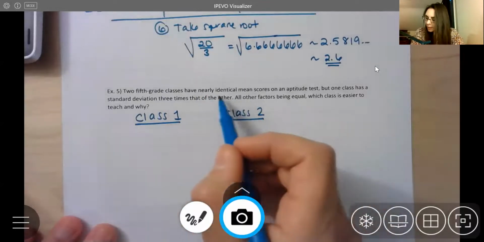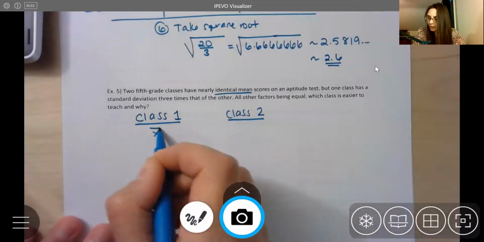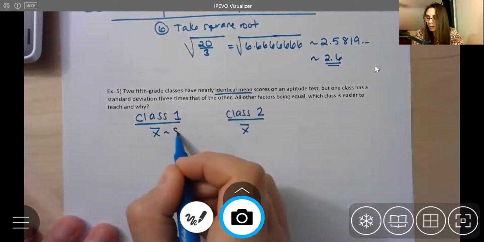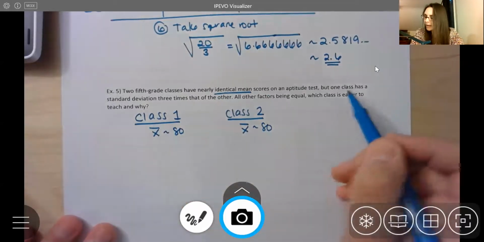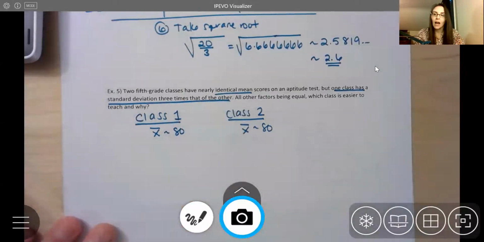So it says that their means are about the same. So let's say they both have some mean, and they're about the same value. And you don't have to here, but if it helps, you can always give it a number. So again, you don't have to, but maybe they both got around an 80% or something like that on this test. Now, one class has a standard deviation that is 3 times that of the other.